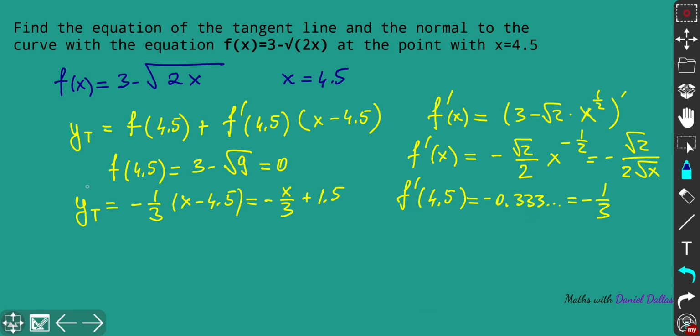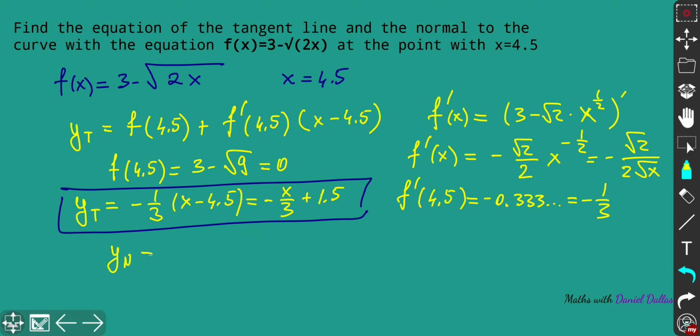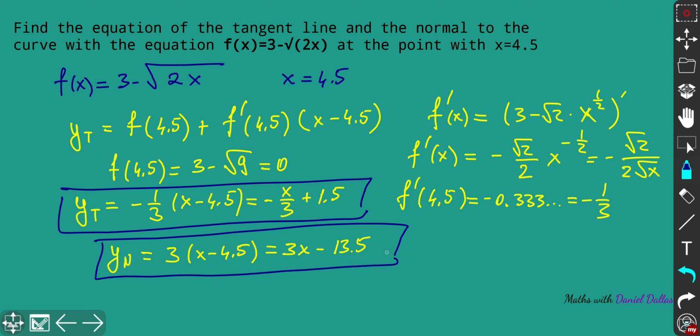So what about the equation of the normal? It should look the same because we are going to use all the values that we got for our tangent line. We exactly need to swap the gradient. So the gradient is going to be the negative reciprocal of what you have for the tangent line. So that means it's going to be 3 times (x minus 4.5). And if you expand the brackets, you'll get 3x, and minus, if you multiply 4.5 by 3, you'll get 13.5. So that's the equation of the normal line, and you need to make sure that they're perpendicular.